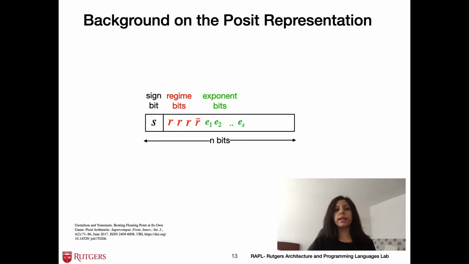If any bits are left, then they are used to store exponent bits, which can be a maximum of es number of bits. If any bits are still left, then they are used to store fractional bits. The number of bits used to store regime, exponent, and fractional bits changes based on the number that is being represented. More regime bits means fewer fractional bits, hence less accuracy, and that's how posits achieve tapered accuracy.